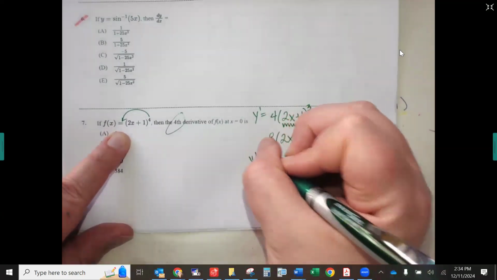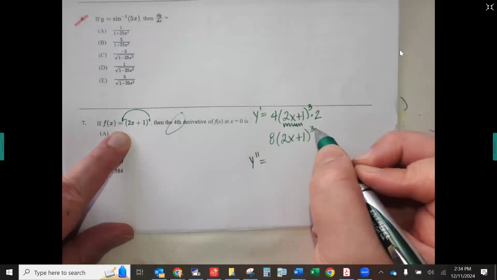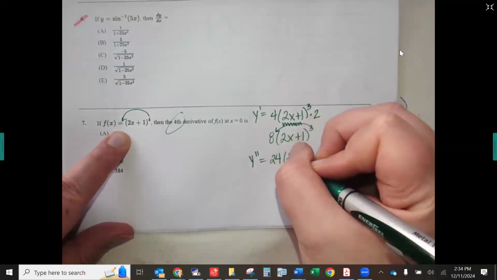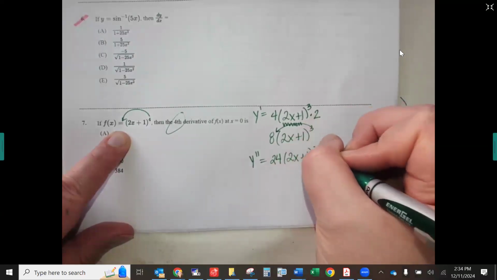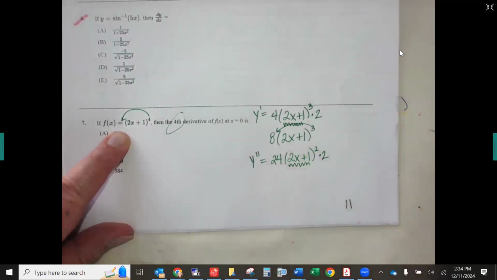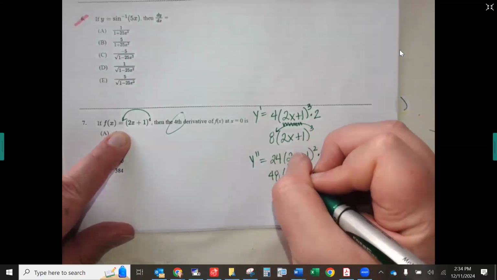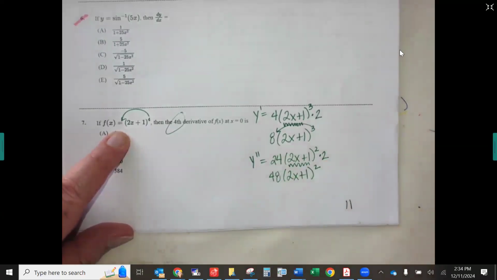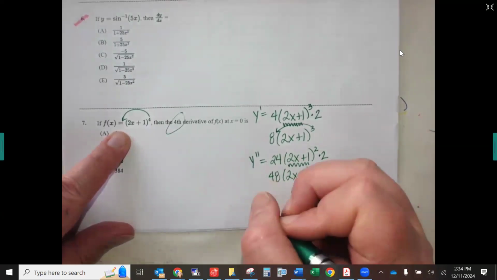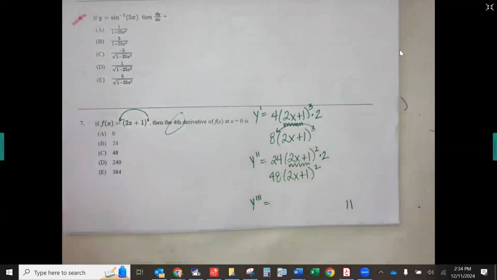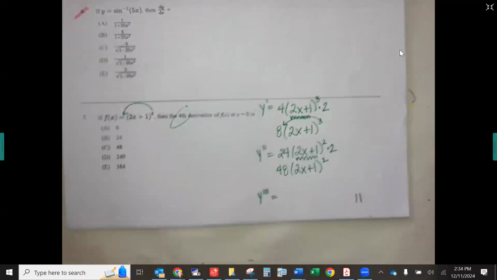Y double prime. I'm going to do the 3 at the top times the 8 at the front. 24. 2x plus 1 is squared times what? Derivative of 2x plus 1 is an extra times 2. And then the 2 and the 24 are going to turn to a 48. 2x plus 1 squared. Okay, take the derivative one more time. So now we're on the 3rd derivative. So 2 times 48, what's that front number going to be? 96.